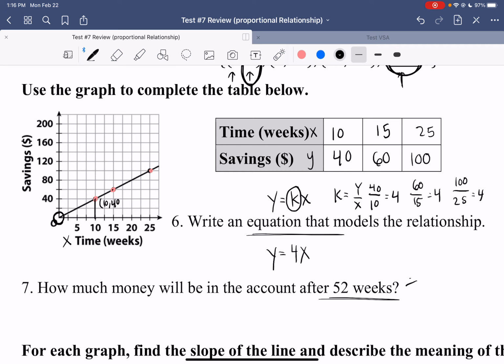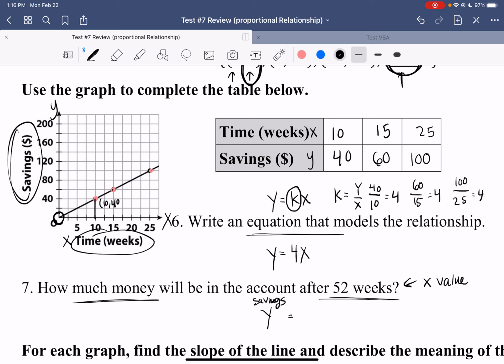So then with number 7, we're looking at 52 weeks. So weeks is an x value. It's on the x-axis. So what we can do is use our equation. So y equals the amount of savings, because look, y is our savings over here. Savings is our y. Time is our x. So the amount of money savings equals 4 times the number of weeks. So they're asking how much it will be at 52. So we can take 4 times 52 and we will get $208.